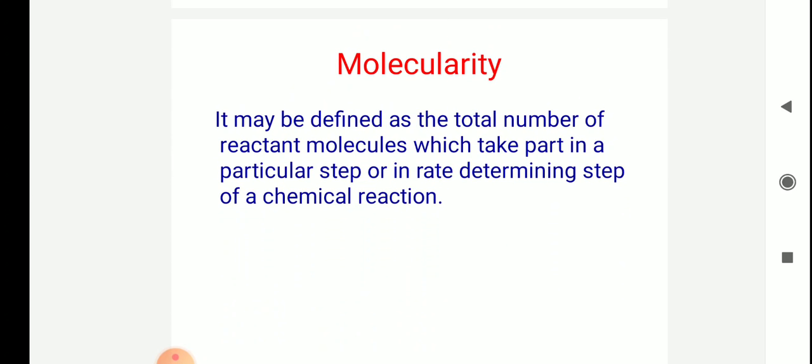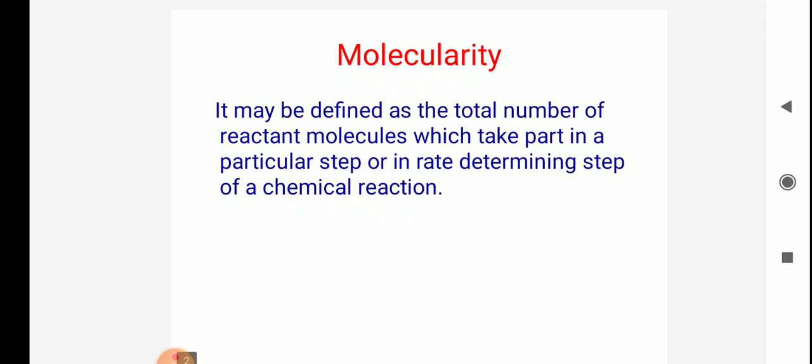We came to know about the order of a reaction. At that time we defined it as the sum of the powers of the exponents taken in the rate equation. In a similar way, we have a term called molecularity, and it is defined as the total number of reactant molecules which take part in a particular step or in the rate determining step of a chemical reaction. So whatever number of reactant molecules is present in the rate determining step, we call this the molecularity of the reaction. So molecularity of a reaction can be unimolecular, bimolecular, trimolecular, like that.